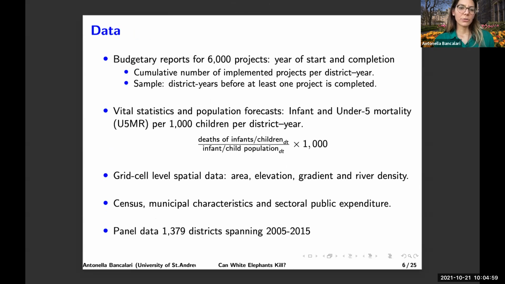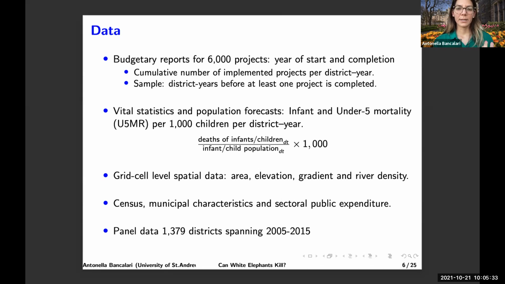So the data I use is budgetary reports for 6,000 projects. I am able to identify the year of start and completion of a project, if it's ever completed, based on disbursements from financial reports. And what I do is I construct a cumulative number of implemented projects per district and year. But I restrict the sample of analysis to the district years before at least one project was completed in a given district. So essentially the counterfactual scenario is no projects implemented versus implementing projects.